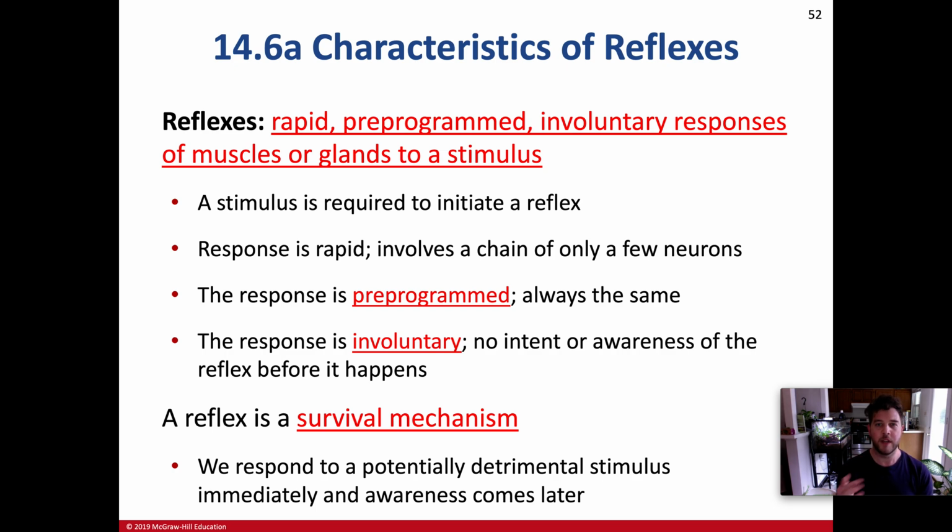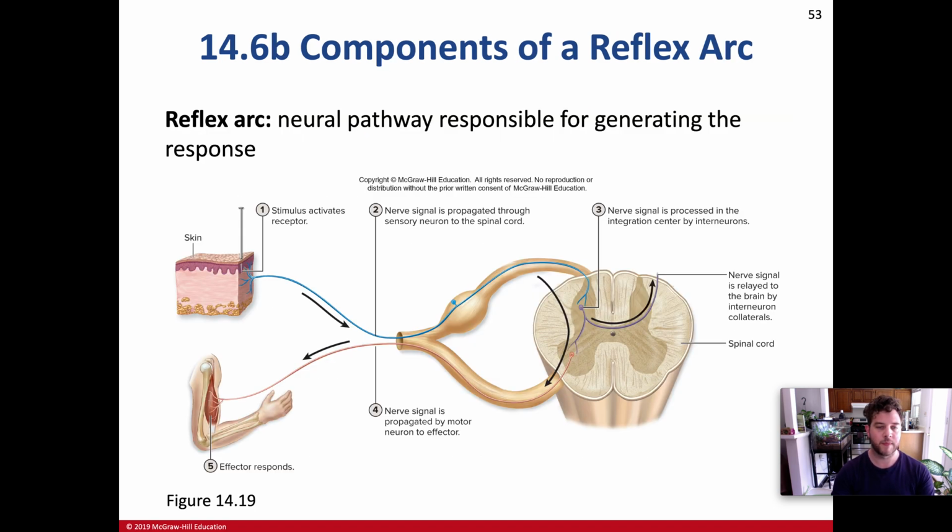I think a lot of people, when they think reflexes, think about pulling away from something sharp. There's also when the doctor hits the top of your quad tendon to extend your knee. That is a very common reflex. We're all going to have the exact same response to that every time, unless there's some type of neurological issue. The response is also involuntary. No intent or awareness of the reflex before it happens. It is completely involuntary.